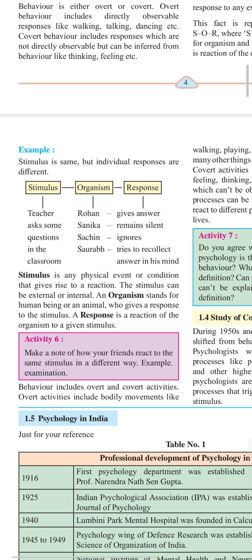The stimulus can be external or internal. For example, whenever you are sitting in the classroom and you are feeling hungry, you will take action, or you need the toilet, so you will take action. That is internal. External is what I said before. An organism stands for a human being or an animal who gives a response to a stimulus. Response is the reaction of an organism to a given stimulus. Clear? SOR model: S stands for stimulus, which makes the living thing react, and when they react, they give a response.